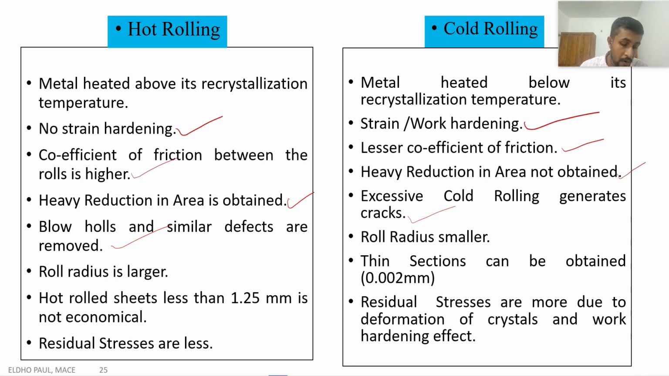Roller diameter requirement is large here. Here we need a smaller roller. I will explain that reason later. Here we can reduce to a small thickness of 0.002 mm. In hot rolling we can reduce up to 1.5 and 25 mm. It's not economical.